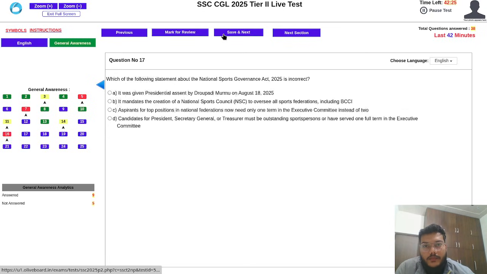नहीं पता भाई. Which of the following statements about the National Sports Governance Act is incorrect?